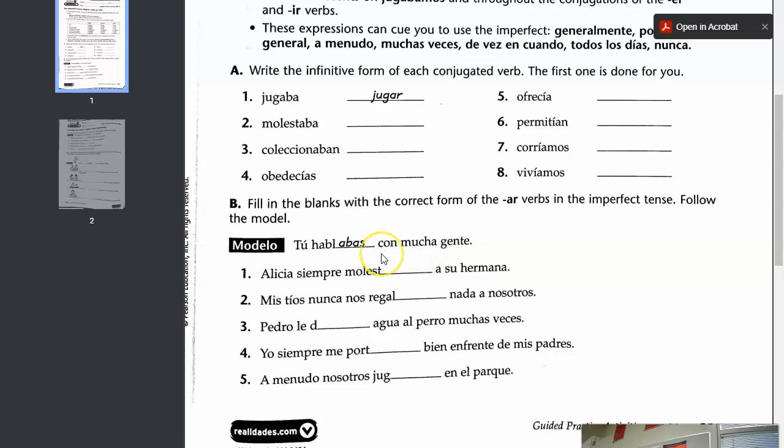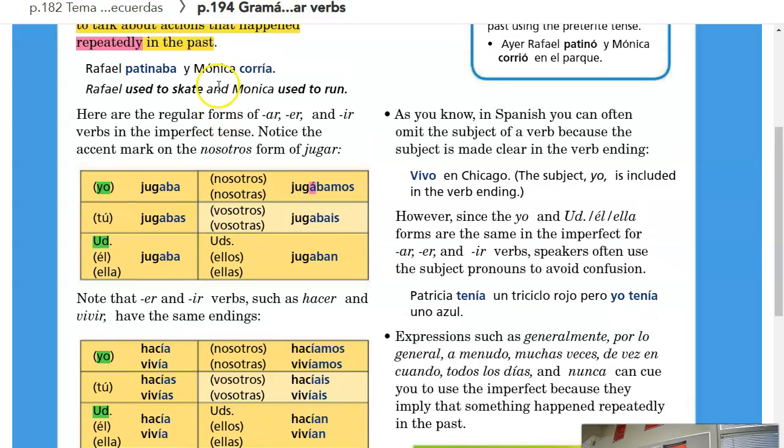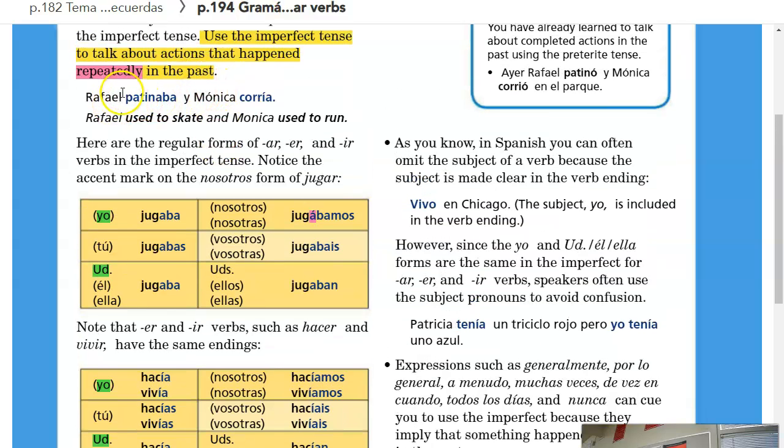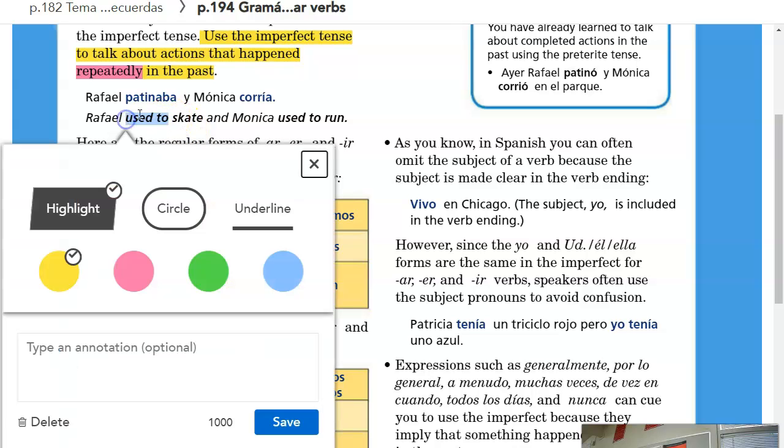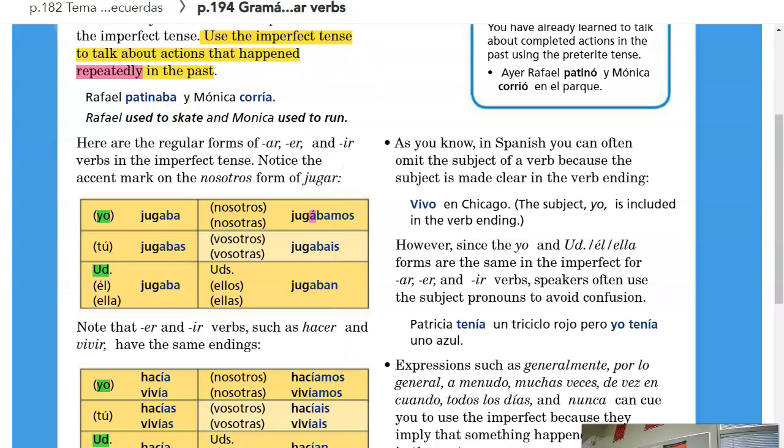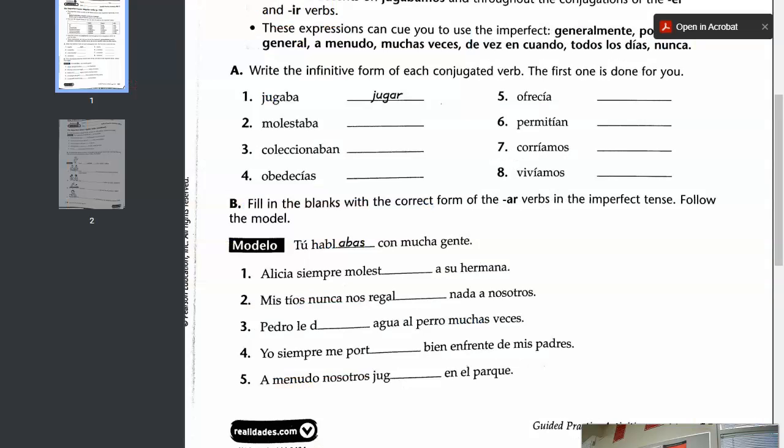Remember, the used to is kind of inferred. It's understood. It's included whenever you conjugate verbs in the imperfect tense. There's really no word or words that mean used to. This used to is inferred when you use the imperfect tense, when you have an imperfect tense ending. Let's do the first couple together. Alicia siempre blank a su hermana.